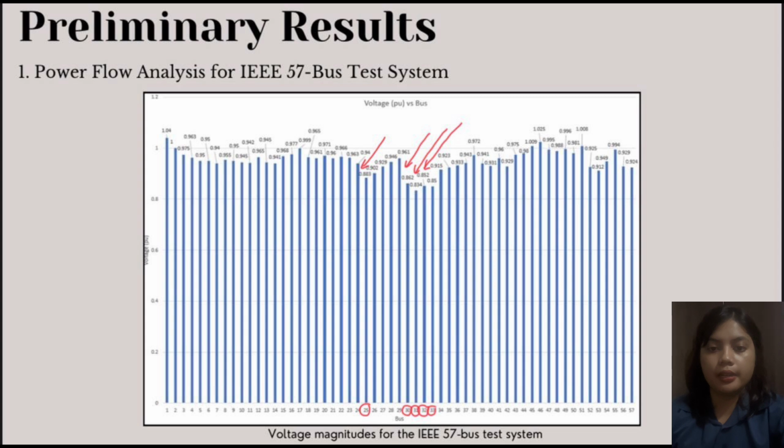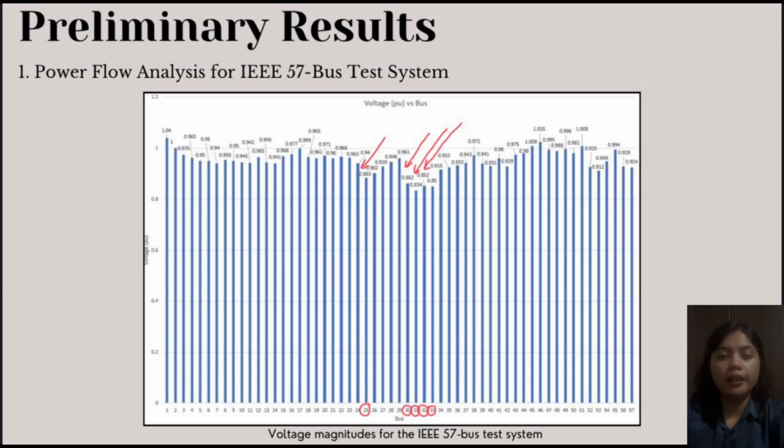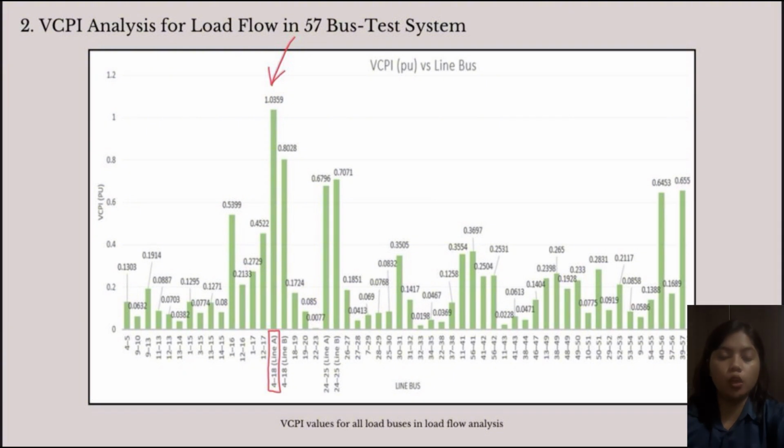This analysis aims to identify the weakest bus in the system. The highest VCPI is at bus 18 while the lowest VCPI is at bus 23. Interpreting the result, a VCPI close to 0 is considered a stable condition, while a VCPI close to 1 indicates that the system is critical to collapse. Based on the graph, bus 18, at line 4 to 18, is identified as the weakest bus due to the higher VCPI value. So this bus needs to be analyzed.